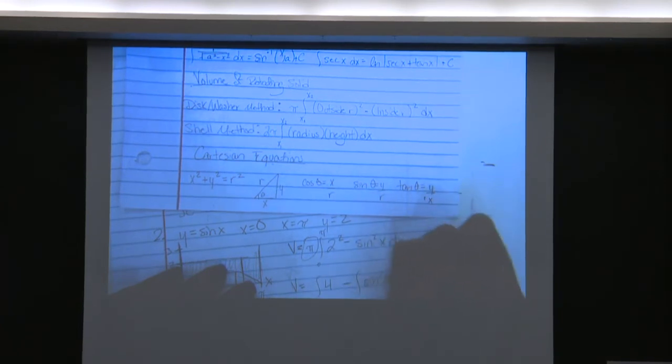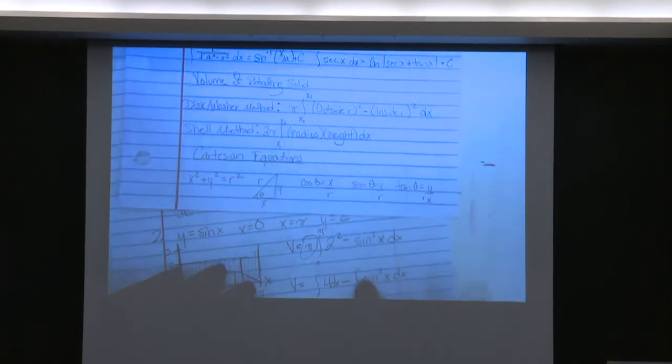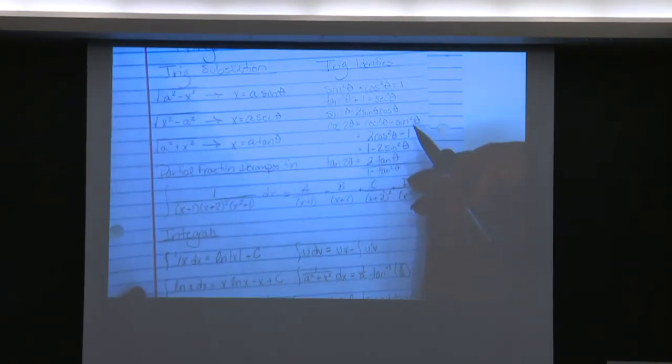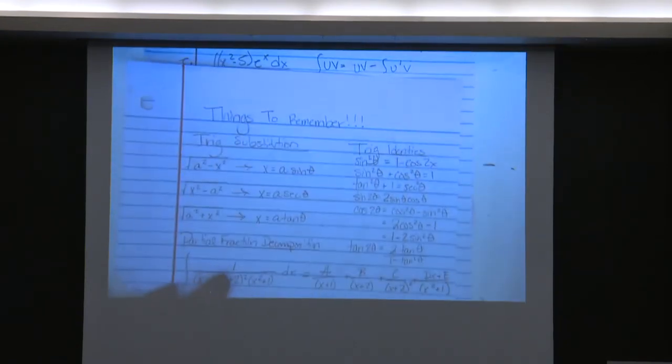Squared x dx. But using my identities, I know my sine squared also gives me... Oh, I didn't write this one down, but I will. So my sine squared theta is also equal to 1 minus cosine 2x. Okay?